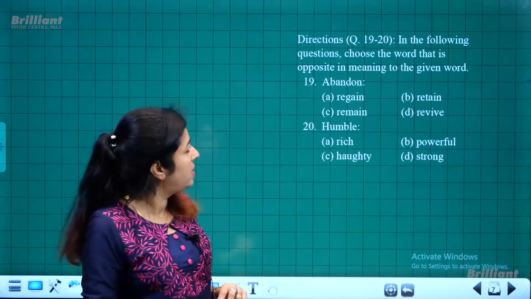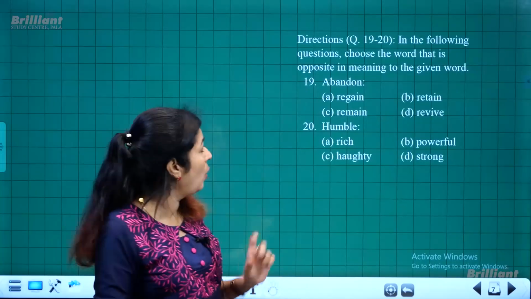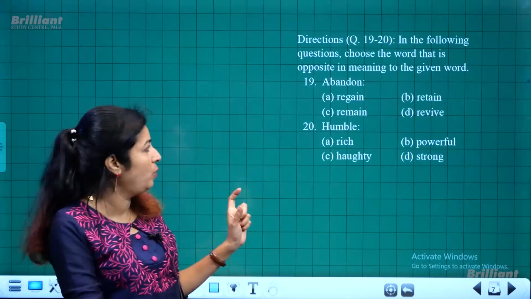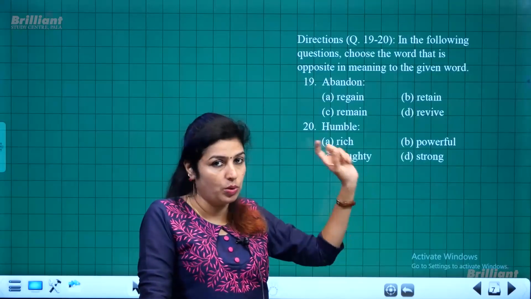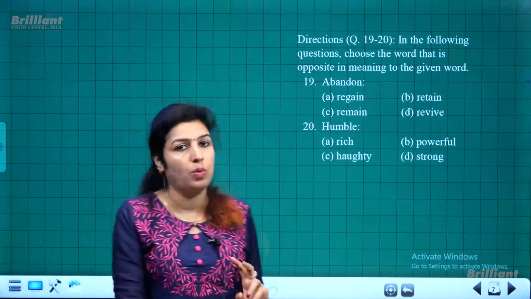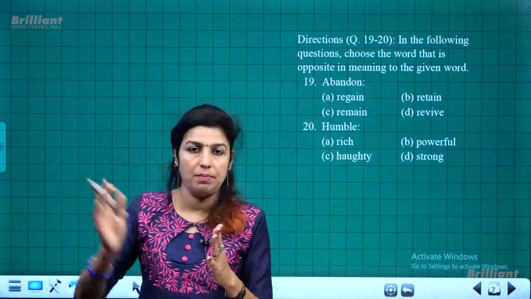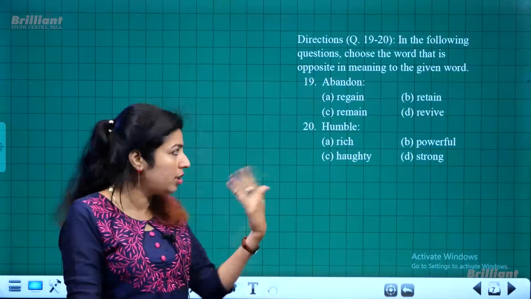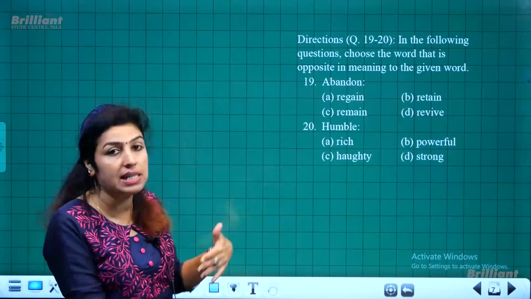In the following questions, now 19 to 22, choose a word that is opposite in meaning to the given word. So you have to find out the antonyms of the words printed. Okay. Abandon. Abandon means what? To leave something, to discard something. So what should be its opposite? Not regain but retain.